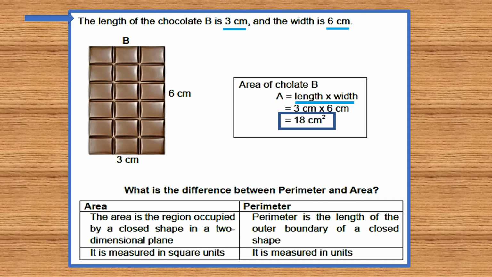Now kids, what is the difference between perimeter and area? Area is the region occupied by a closed shape in a two-dimensional plane, while the perimeter is the length of the outer boundary of a closed shape. Area is measured in square units, while perimeter is measured in units.